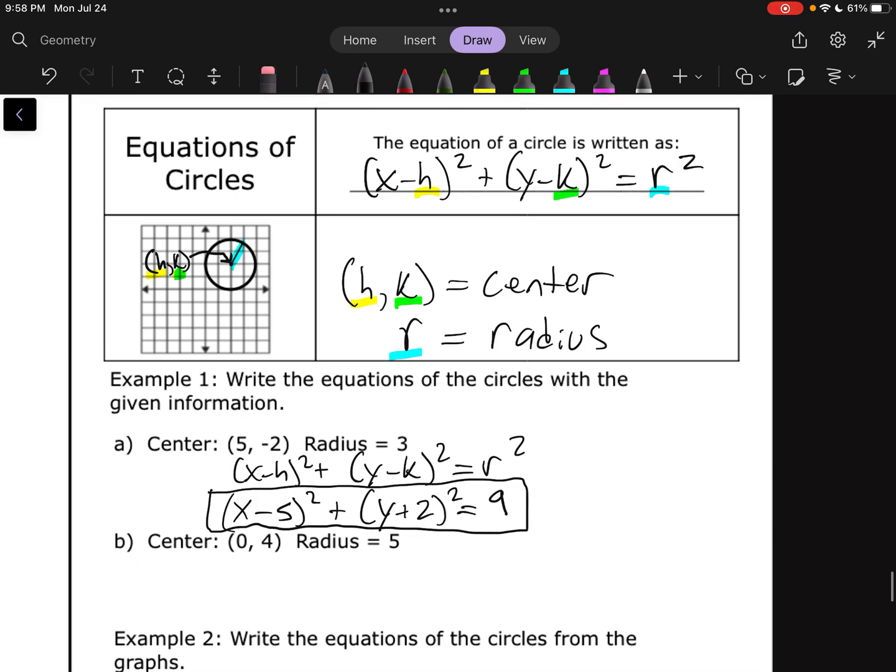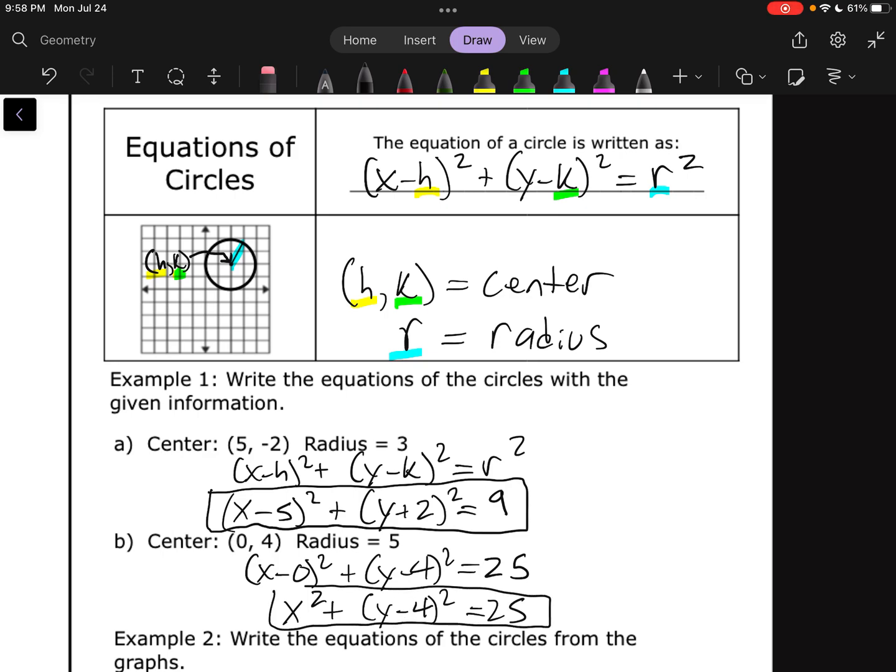So if we try to plug in the information here, we would have x minus 0 squared plus y minus 4 squared is equal to 25 when we square 5. But that x minus 0 squared, we don't even really need to write that because x minus 0 is just x. So we would write it as x squared plus y minus 4 squared is equal to 25. And that'd be the equation of the circle in standard form.